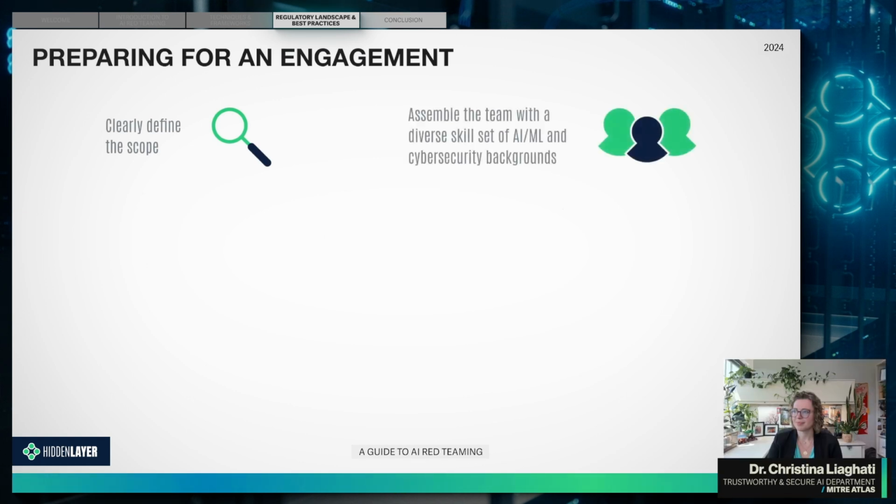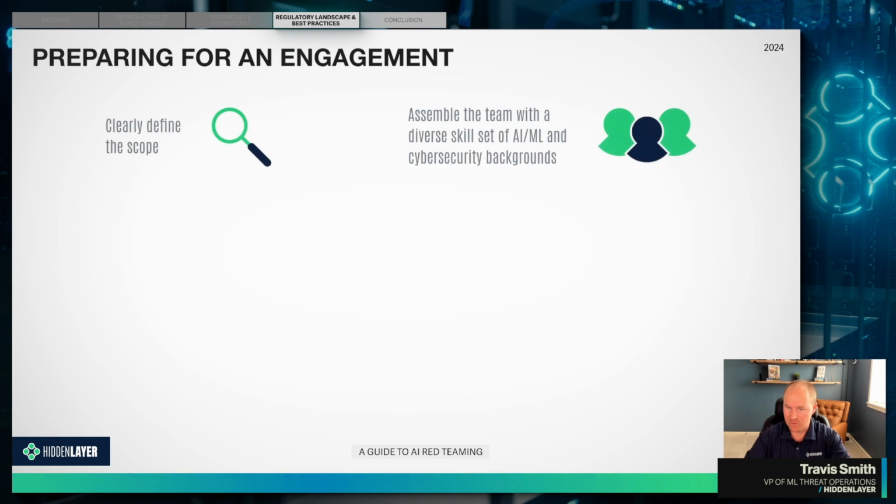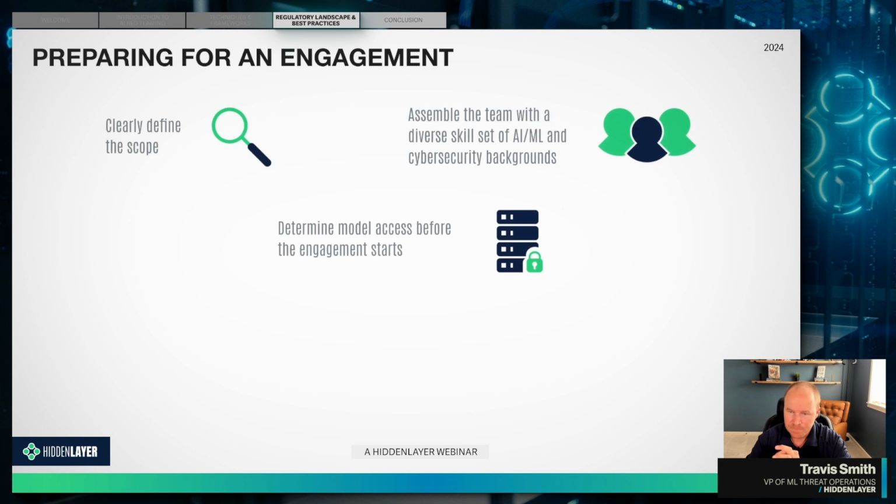From the attacking side, definitely want to assemble a team with diverse skills. We always try to go in with both people with traditional penetration and cybersecurity backgrounds, as well as people with artificial intelligence, machine learning, and data science type backgrounds, so you can pair those two together. I'll touch on why that's important on the next slide, but you definitely want to have a diverse set of skills. And determining model access before the engagement starts.